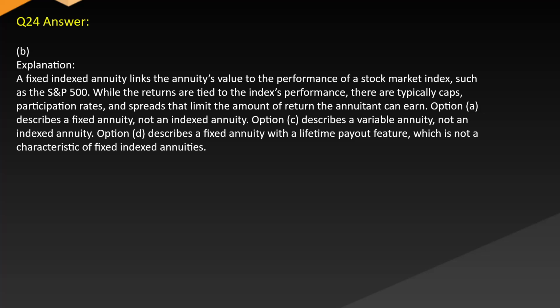Option A describes a fixed annuity, not an indexed annuity. Option C describes a variable annuity, not an indexed annuity. Option D describes a fixed annuity with a lifetime payout feature, which is not a characteristic of fixed indexed annuities.